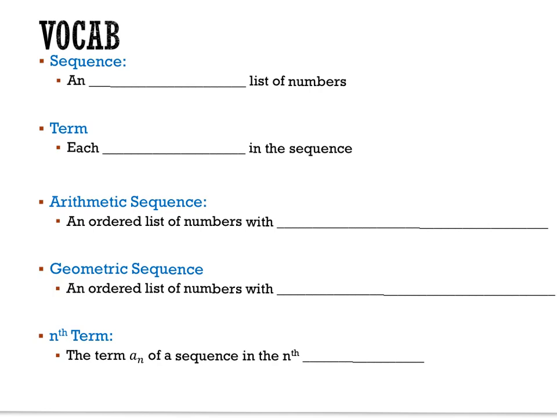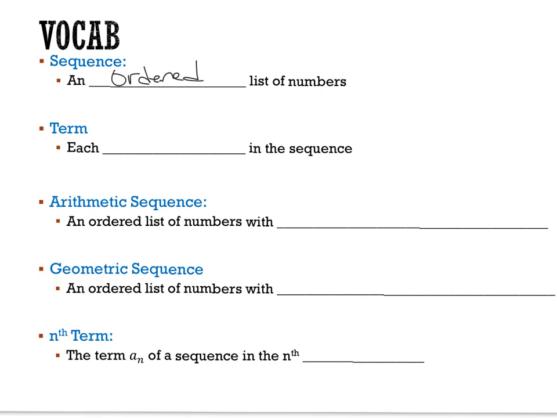So the first one is a sequence. And a sequence is basically an ordered list of numbers. Whenever we have a list of numbers, in some cases they're just random numbers put together, but in this case we're going to have them ordered in a particular way. So they'll have the first one, the second one, the third one, and they'll have a particular pattern to them.